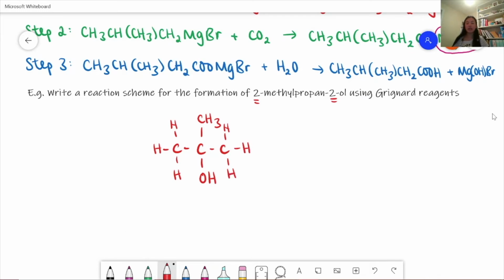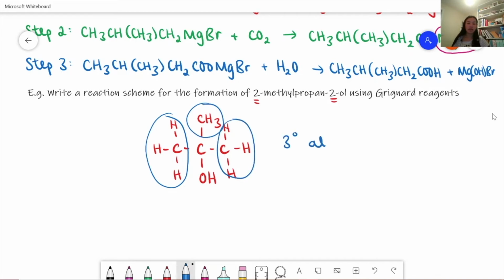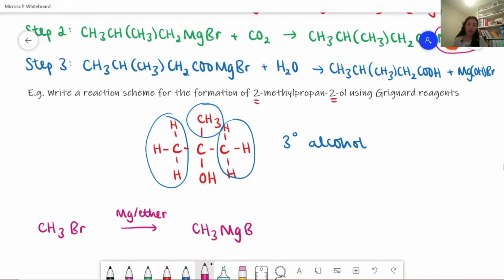And now we look at the central carbon, and because we have 1, 2, and 3 methyl groups, this is a tertiary alcohol. And we've seen that in order to produce a tertiary alcohol, we have to react the Grignard reagent with a ketone. CH3Br. So now I'm going to write it as a reaction scheme instead. So we can start off with some bromomethane. And if we add some magnesium with some ether, then what we can form is CH3, so the R group, and then magnesium, and then Br.